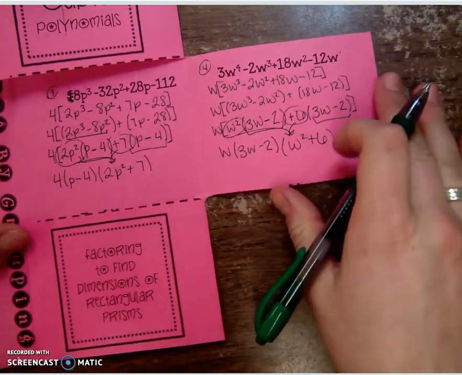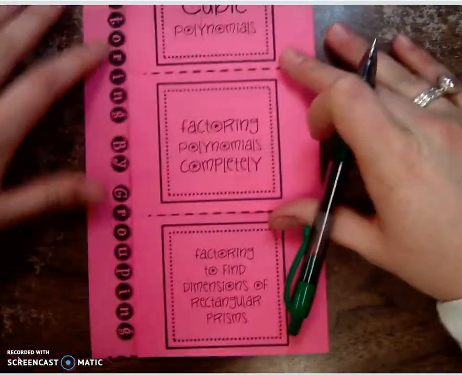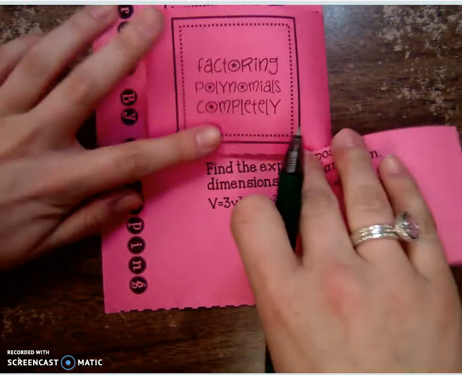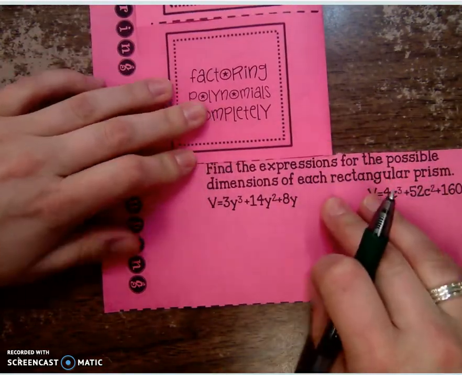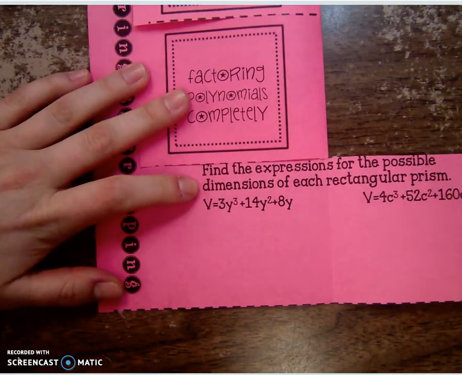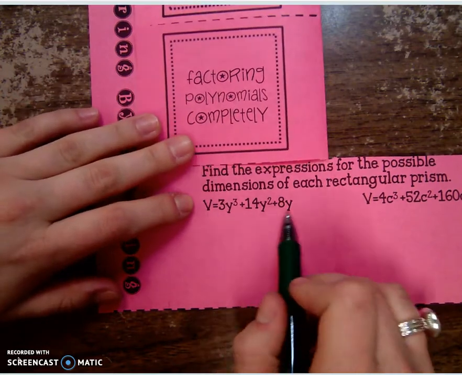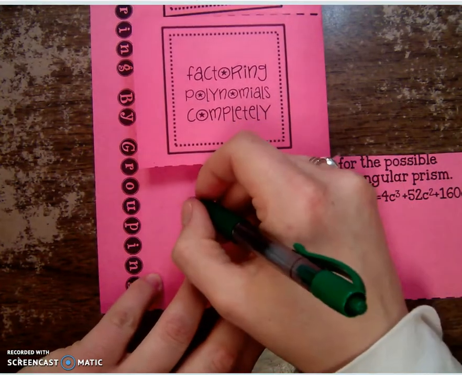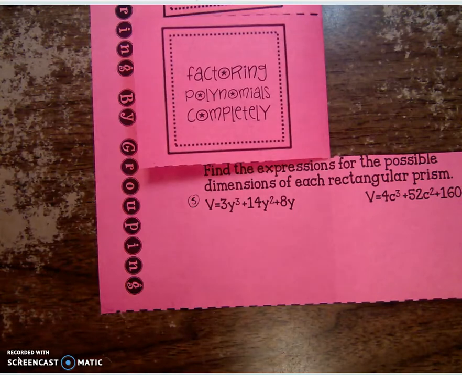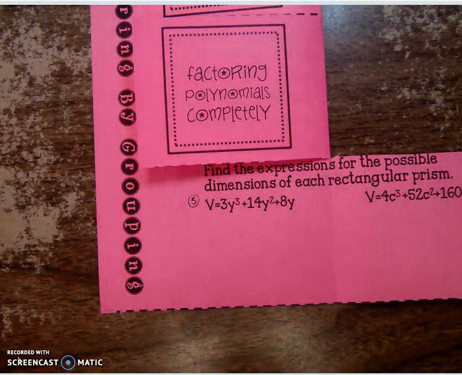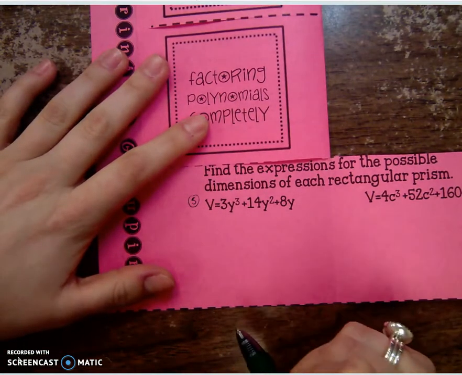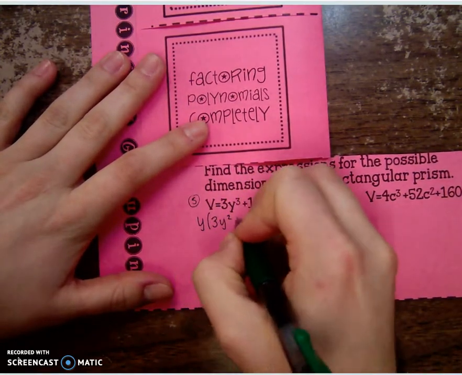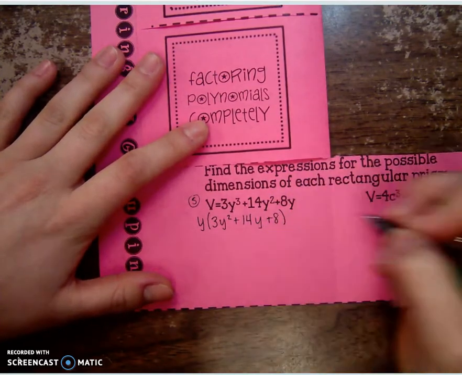All right, now what we're going to do is factor to find dimensions of rectangular prisms, applying this factoring to other scenarios. We're going to find the expressions for possible dimensions of each rectangular prism. It's telling me that the volume of the rectangular prism is this expression here, and I'm going to find the possible dimensions. So in order to do that, can I pull out any common factors? Nothing from the coefficients, but I can pull out a y. So I'm left with 3y squared plus 14y plus 8.